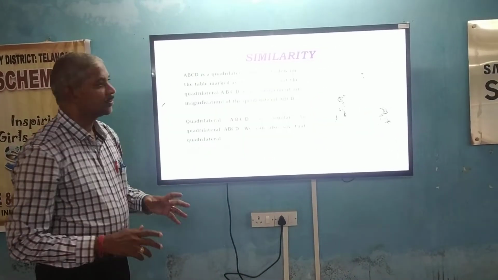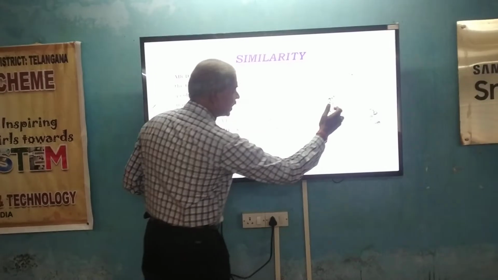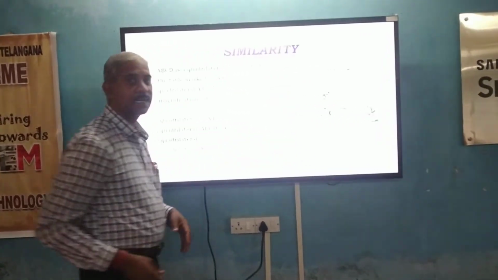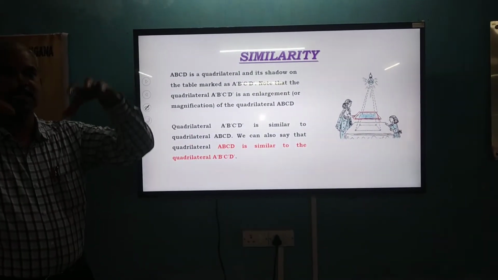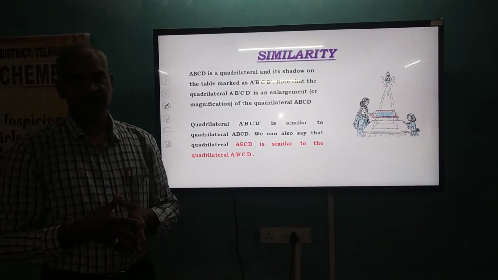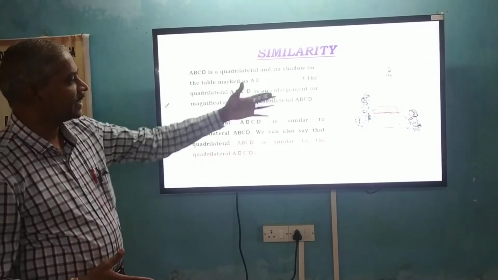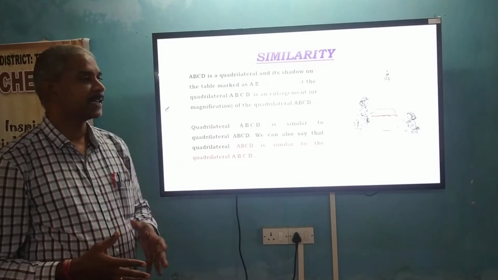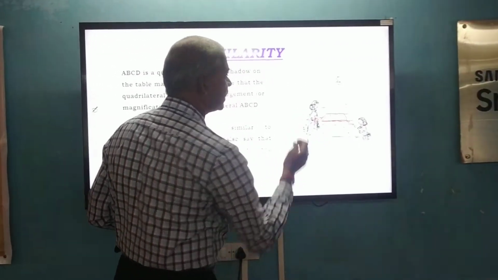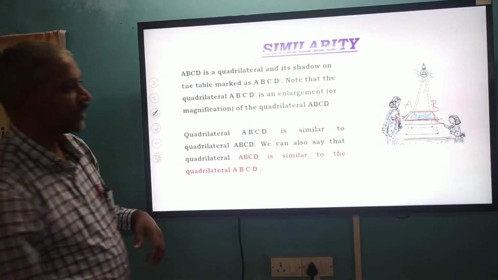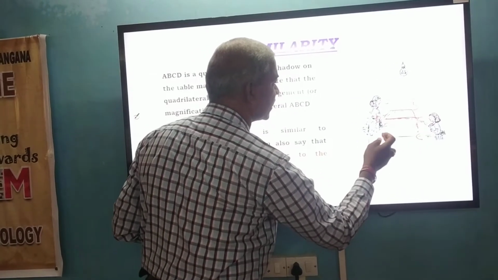Right? So here a small activity is there. Here a quadrilateral is there. Light is focused on this quadrilateral. When light is focused on the quadrilateral, we will get a shadow. Not only a quadrilateral, on any object if you focus light, we will get a shadow. Here we are taking this quadrilateral and naming it ABCD, and its shadow on the table is A dash, B dash, C dash, D dash.